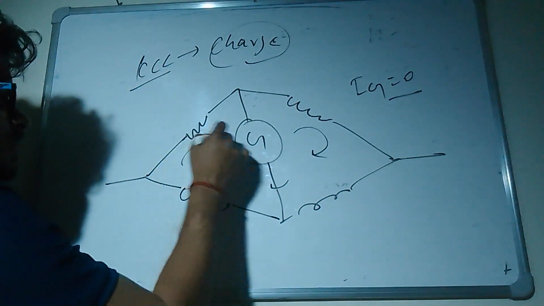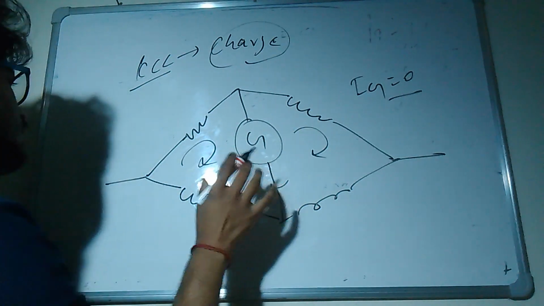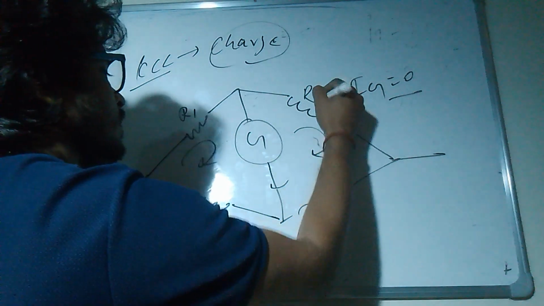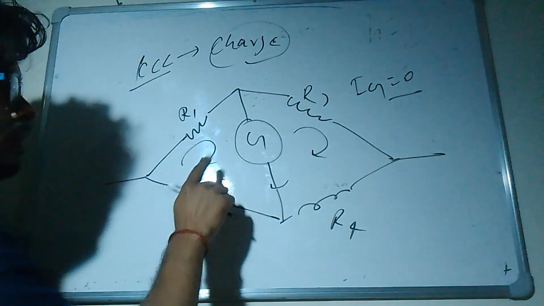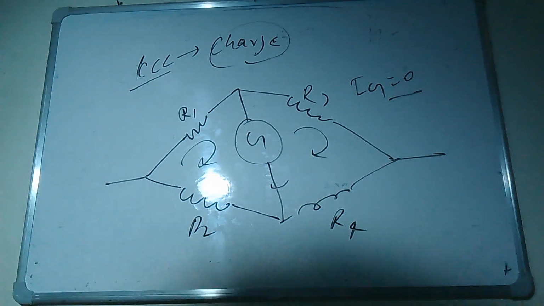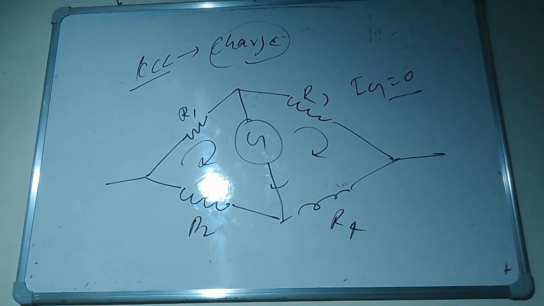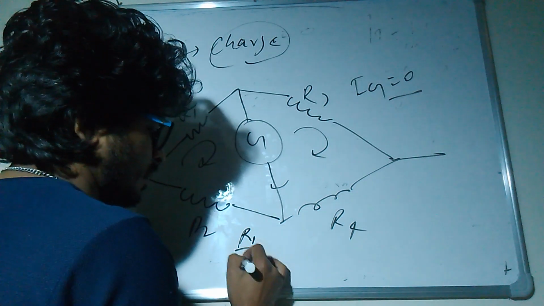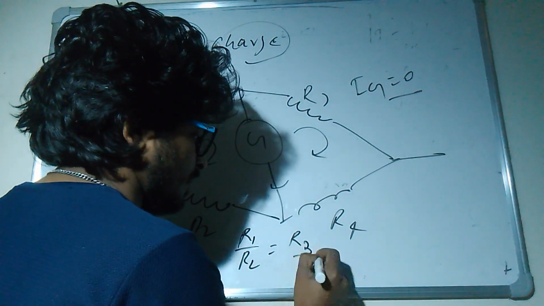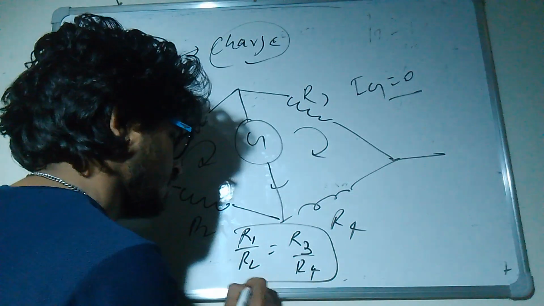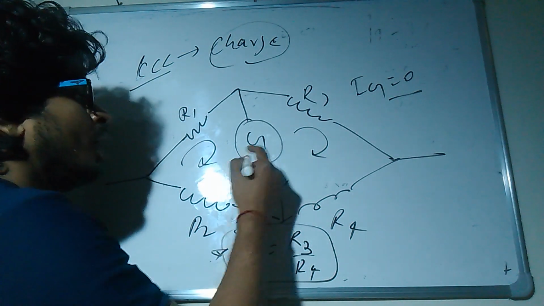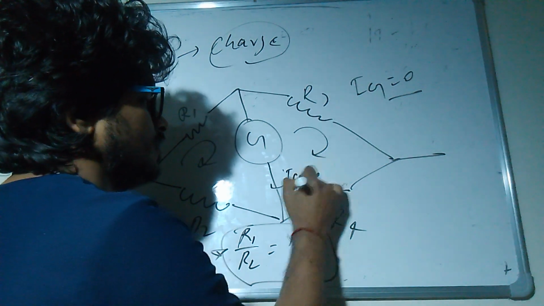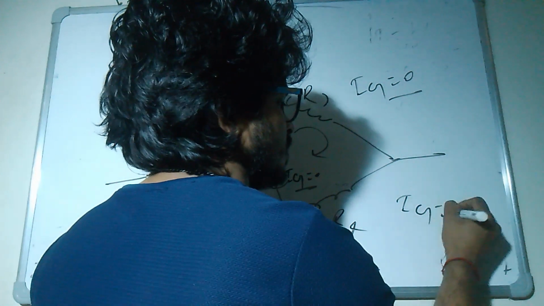In this circuit, I'm taking R1, R2, R3, and R4. Our Wheatstone bridge will be balanced when R1 by R2 equals R3 by R4. After applying the loop law, this result comes. The result is important. This is the galvanometer, so the current through it, Ig, is 0. Always remember this condition for a balanced Wheatstone bridge.